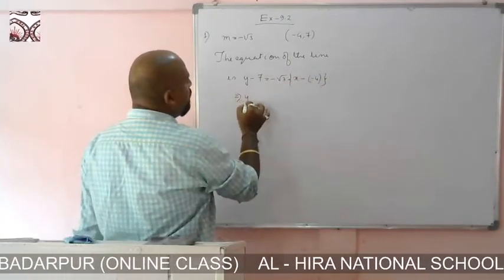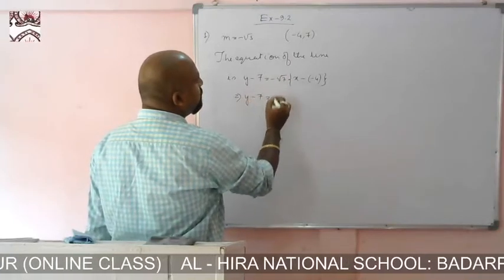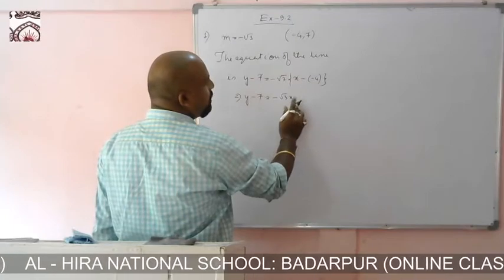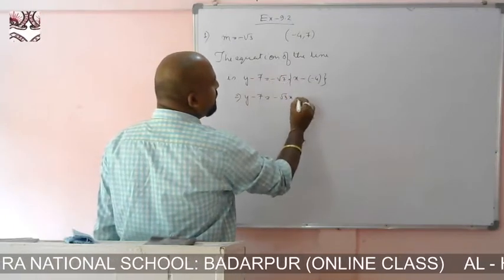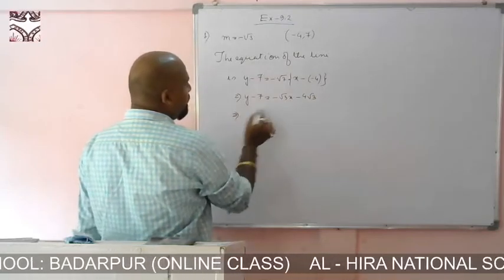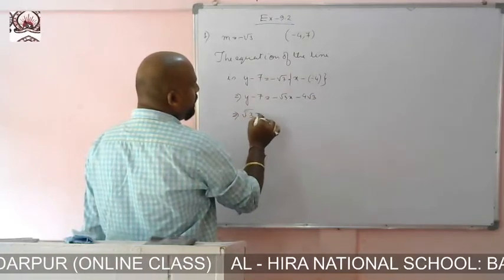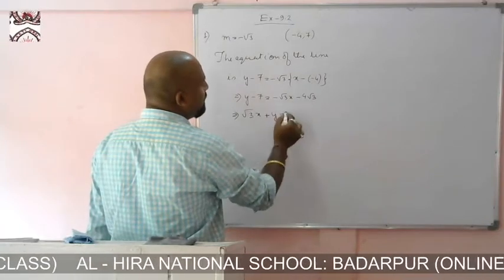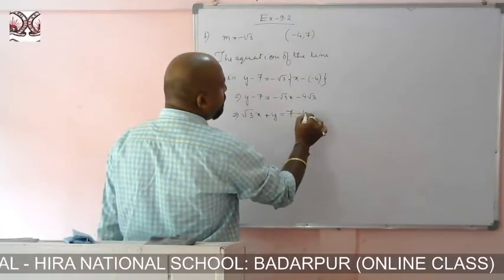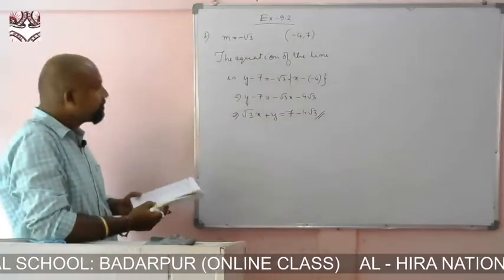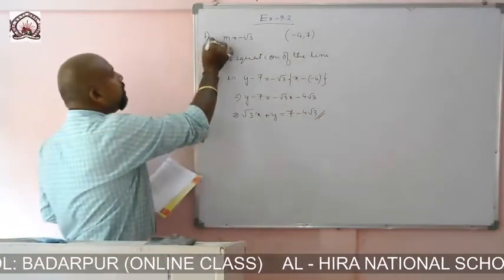Now what are we getting? y minus 7 equals minus root 3 into x, minus into minus, we are getting plus, that is minus 4 root 3. Then root 3 into x plus y equals, taking it in this direction it becomes plus, 4 root 3 plus 7. This is the required equation. Okay, this is part A.